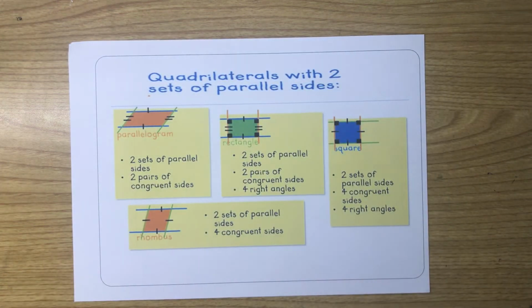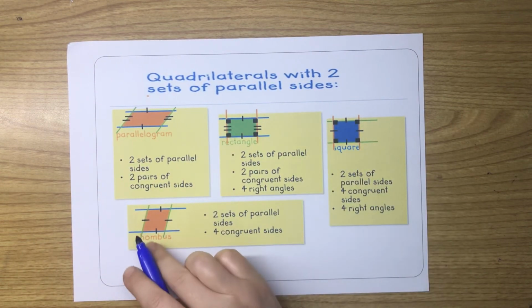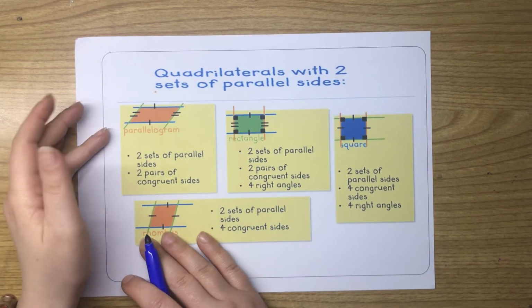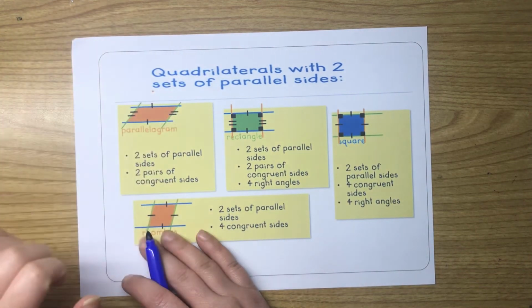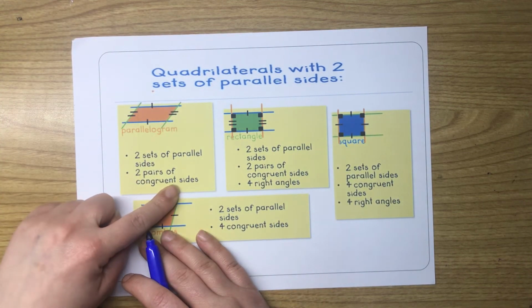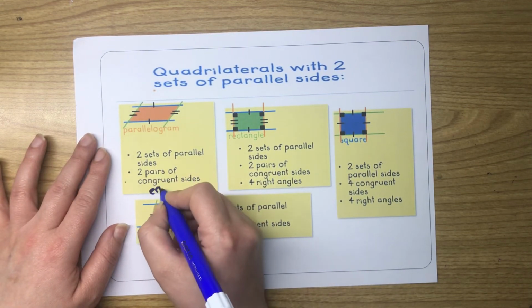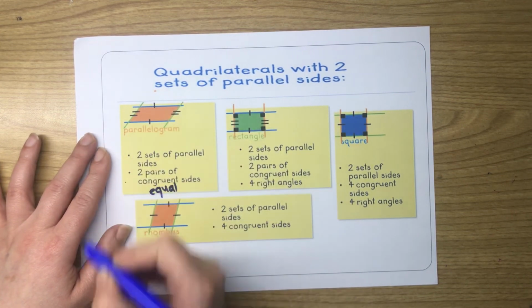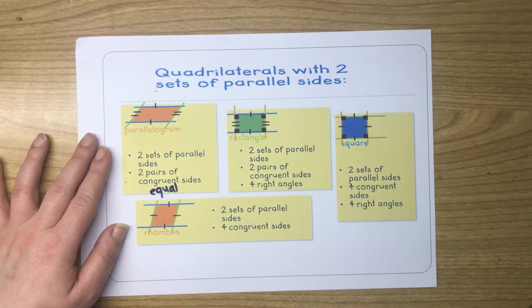Quadrilaterals with two sets of parallel sides. Let's talk specifically about the parallelogram, rectangle, square, and the rhombus. The main characteristics of the parallelogram: two sets of parallel sides. This is the first set. Second, two pairs of congruent sides. Again, congruent means equal. So these opposite sides are equal in length, those sides are equal in length, and they are parallel.